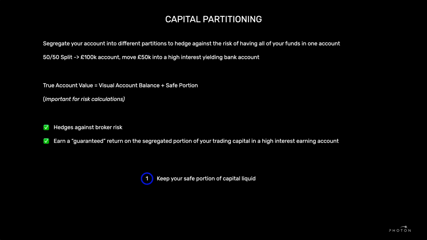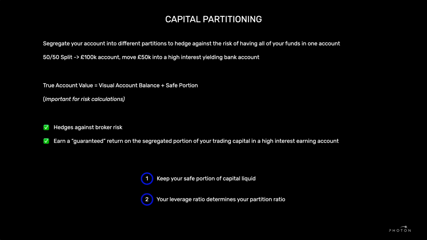So remember, even though your account balance may say 50 grand, you are essentially trading a £100,000 account. So if you were to take a £20,000 drawdown, this will appear as a 40% drawdown from the broker's perspective, although it's only a 10% drawdown based on your true account value.